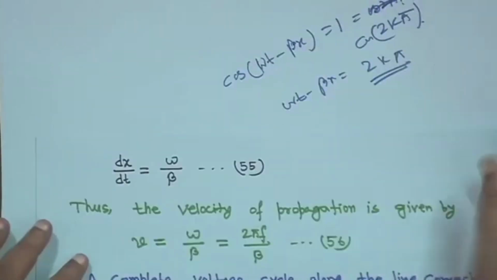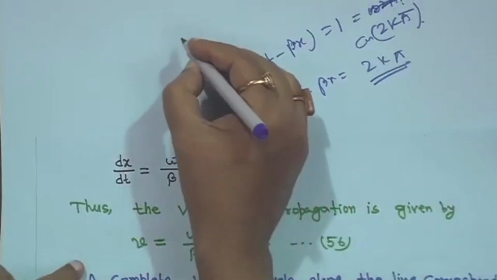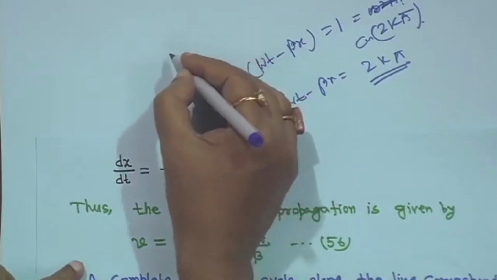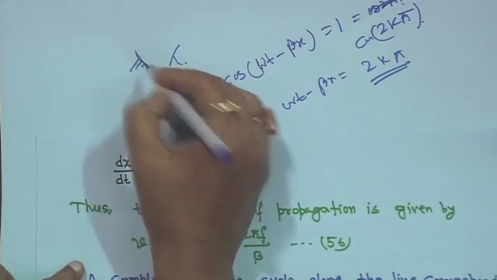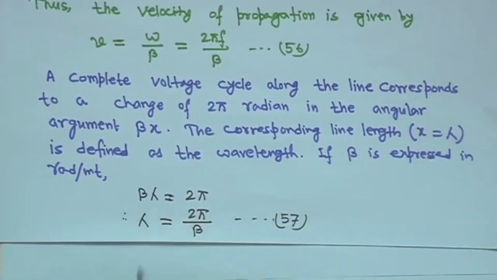Only one thing I will tell you: generally, for lambda, this has become my habit, I write like this, but actually it is like this. So you forgive me. This has become my habit, so I write like this.